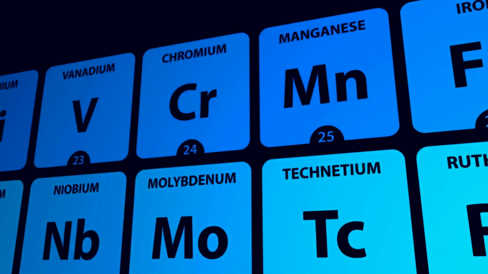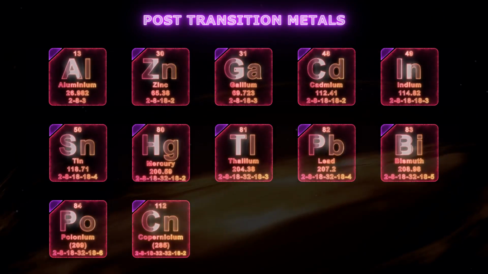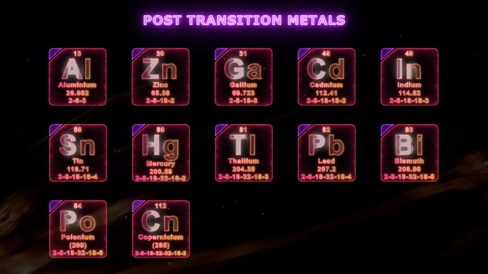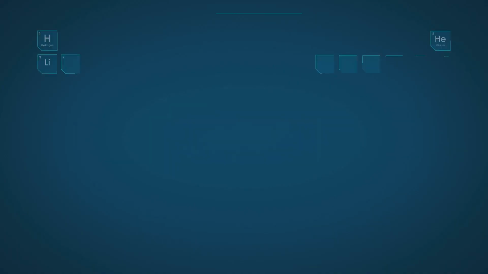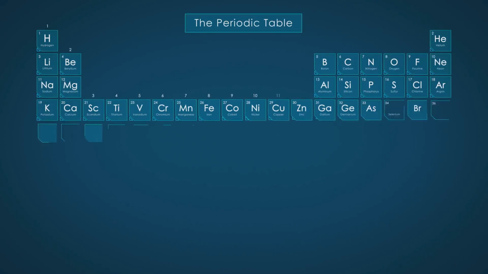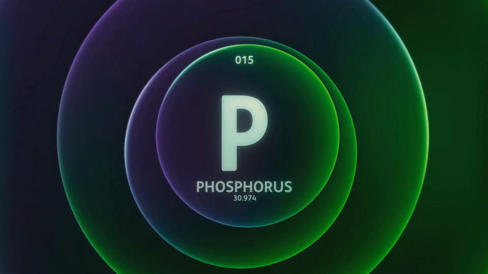Take period 2, for instance. It starts with lithium, a soft reactive metal, and ends with neon, a non-reactive noble gas. This shift in properties is not random, but a consequence of the increasing number of protons and the changing distribution of electrons. So, the periodic table isn't a haphazard collection of elements.